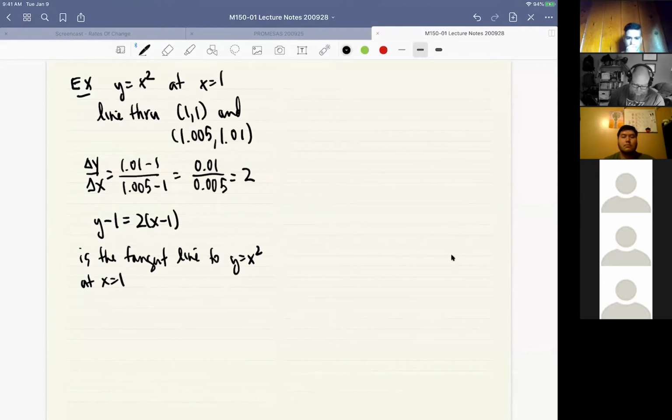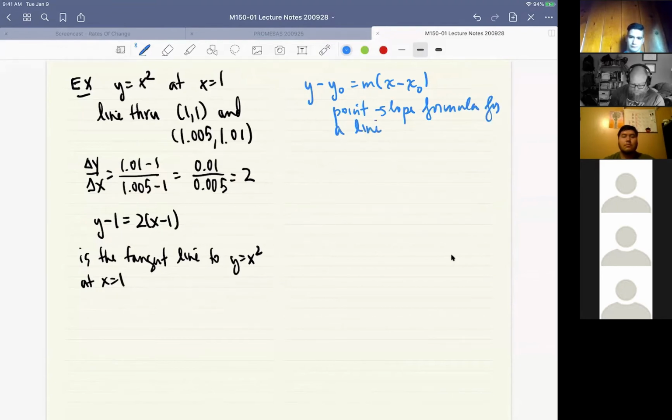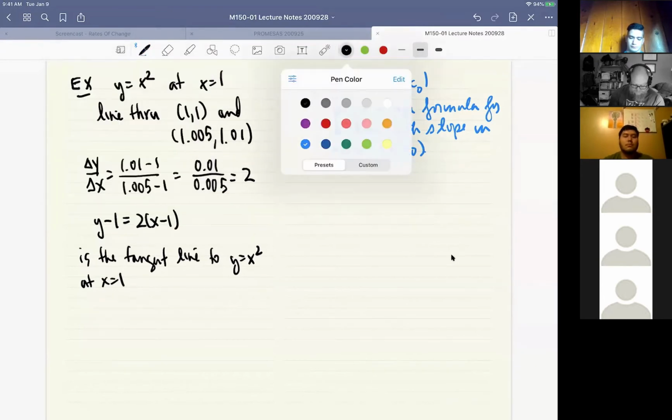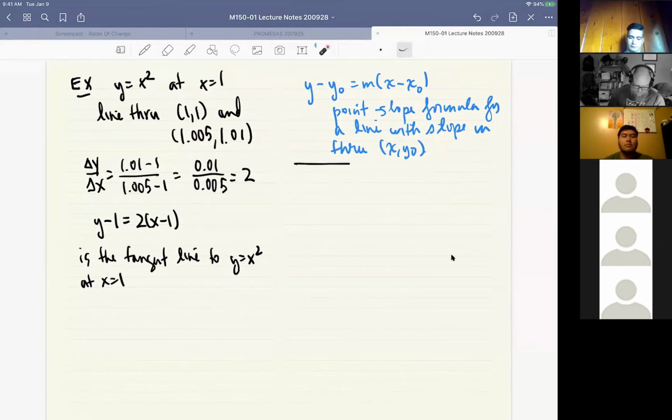And just so you remember, this formula here I'm writing in blue now is the point slope formula for a line with slope m that goes through x naught, y naught. Okay, so this is a very important formula for us. You should have seen it when we were doing review. So this is the formula for that line. And then when we zoomed out, I told you that line is the tangent line. In this case, it's the tangent line to the graph of y equals x squared at the input x equals 1.